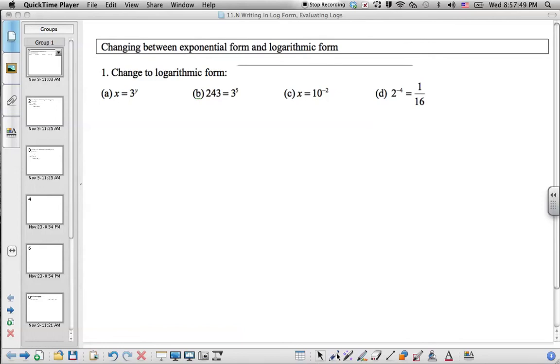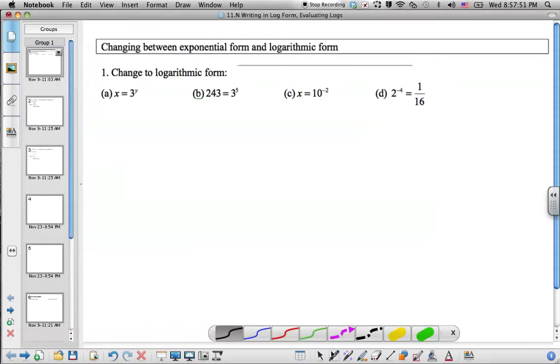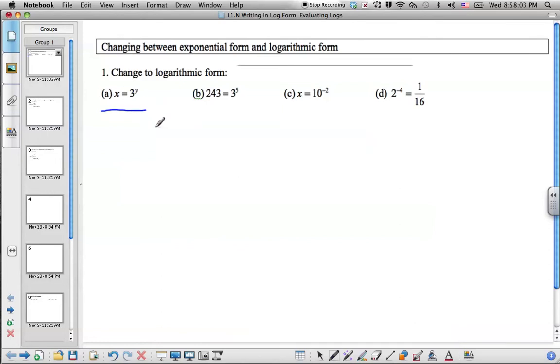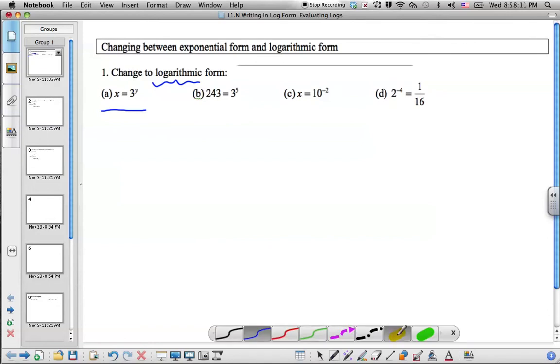Hi there. We are here today to try to switch back and forth between exponential form and logarithmic form. So if we look at our first example here, we have changed to logarithmic form, and we have the equation x equals 3 to the y power. To write this in log form, the first thing I always want you guys to think about is what is my base? And if you can identify your base first, that'll give you a good start here.